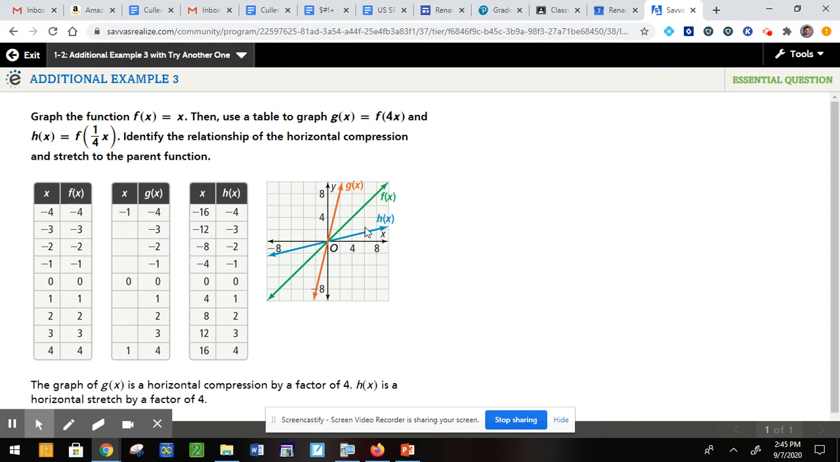Your h function is the one that's a little flatter, because now you're not multiplying the x by 4, you're multiplying it by 1/4. So you actually have a lot more points to work with here, but look how spread out they are. The x value of -4 then becomes the h of x, the y value would be -1. So that's why it's a lot flatter, okay?